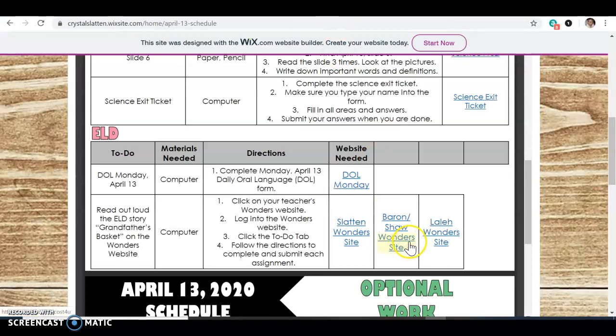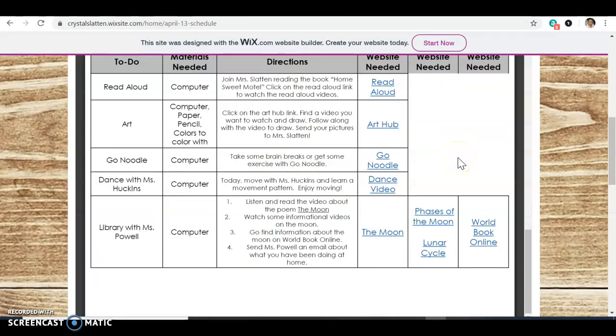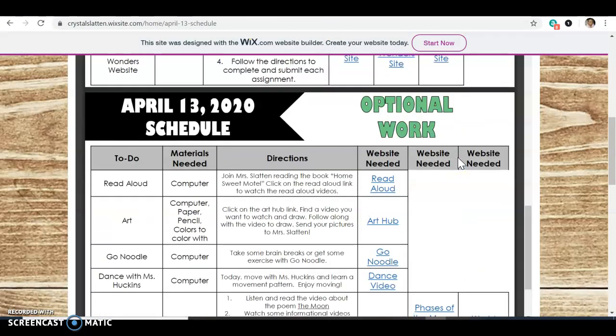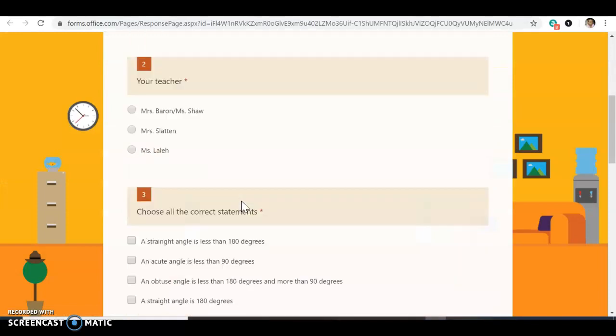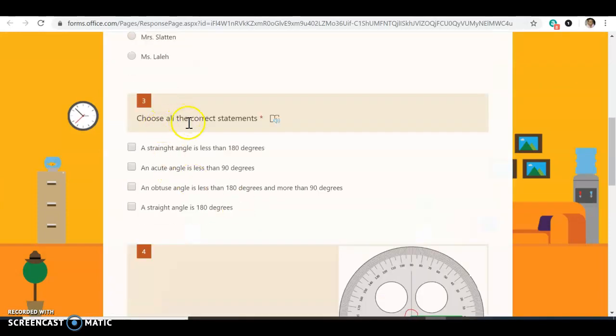I'm going to go over the website. Okay. This is your exit ticket for today. Choose all the correct statements. Straight angle is less than 180 degrees. We talked about it right now. Straight angle is 180 degrees. It's not less. It's exactly 180 degrees. So this is the wrong answer, and 2 of you chose this answer, sadly.